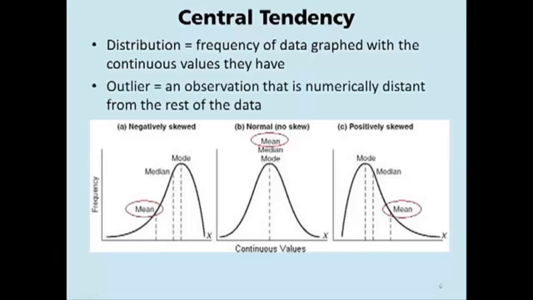An outlier is an observation that is numerically distant from the rest of the data. And you can see in these three graphs that the outliers would be here, because the bulk of the data is here in graph A. In graph B, we see the bulk of the data is in the middle, so the outliers would be at the far ends on either side.